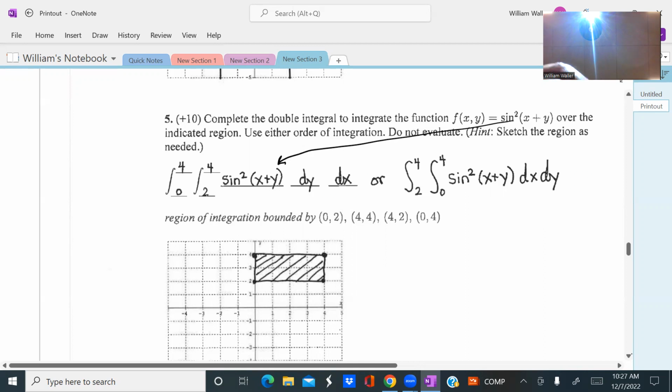See that? If you put dx dy, then you would just reverse these limits of integration. So a rectangular region is really the easiest region to integrate over, because for a rectangular region, it'll be easy to set up the limits of integration.